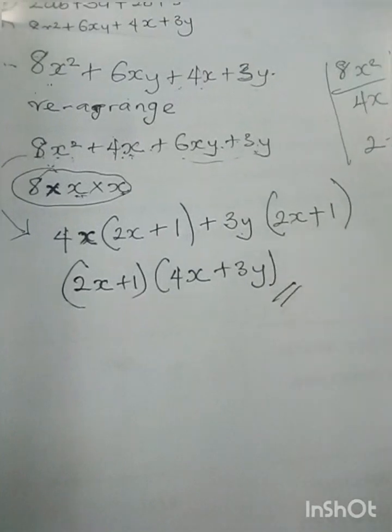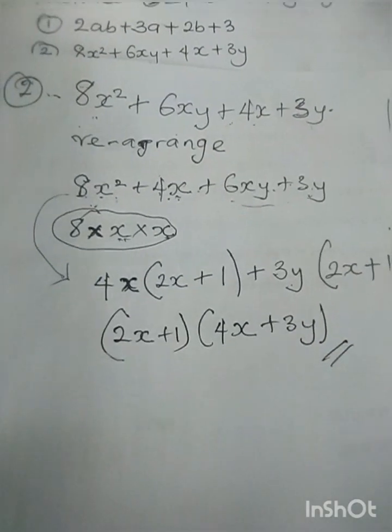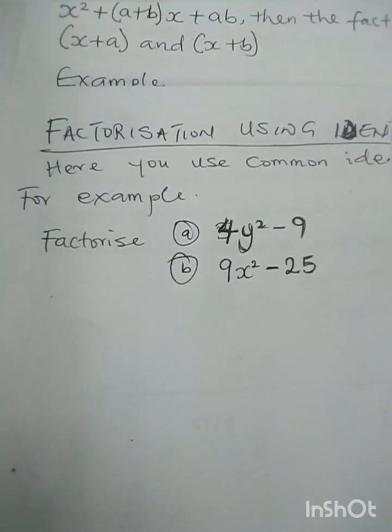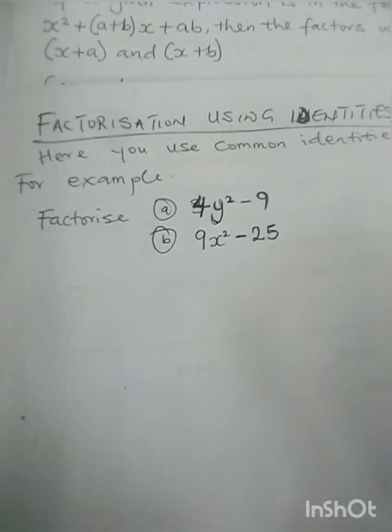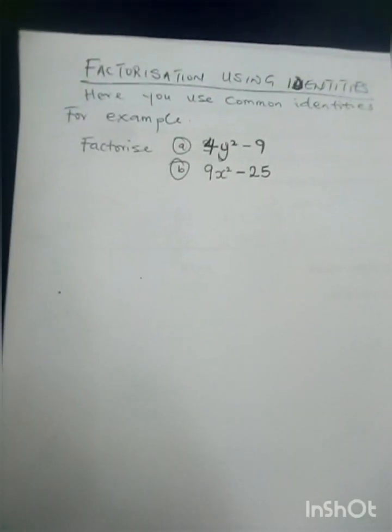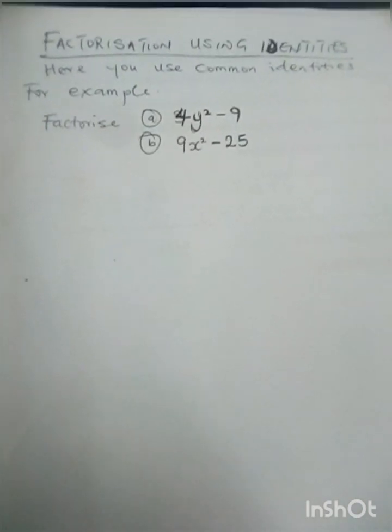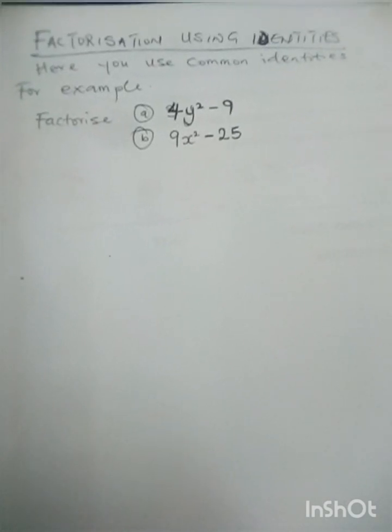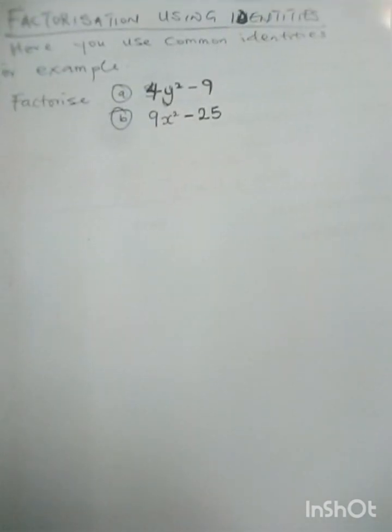So let's go to the next method, which is the method using identities. Sorry for the video quality, but let's go. Factorization using identity. Here you use common identity, as in what are the common things.